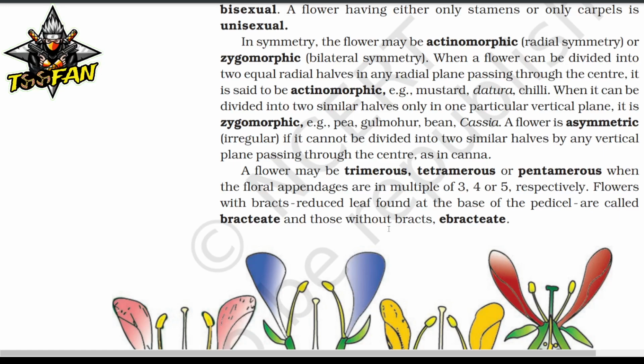A flower is asymmetric, irregular, if it cannot be divided into two similar halves by any vertical plane passing through the center, as in canna. A flower may be trimerous, tetramerous, or pentamerous when the floral appendages are in multiples of 3, 4, or 5 respectively. Flowers with bracts, reduced leaves found at the base of the pedicel, are called bracteate, and those without bracts, ebracteate.